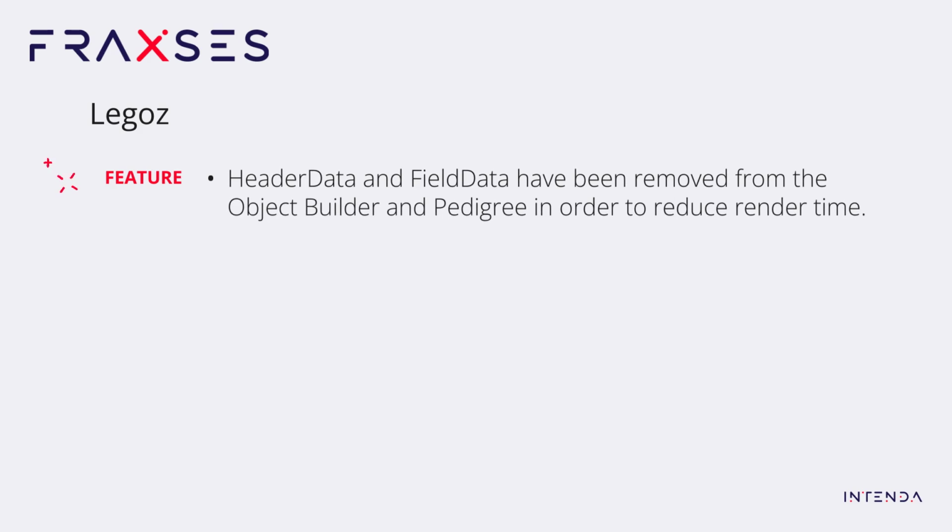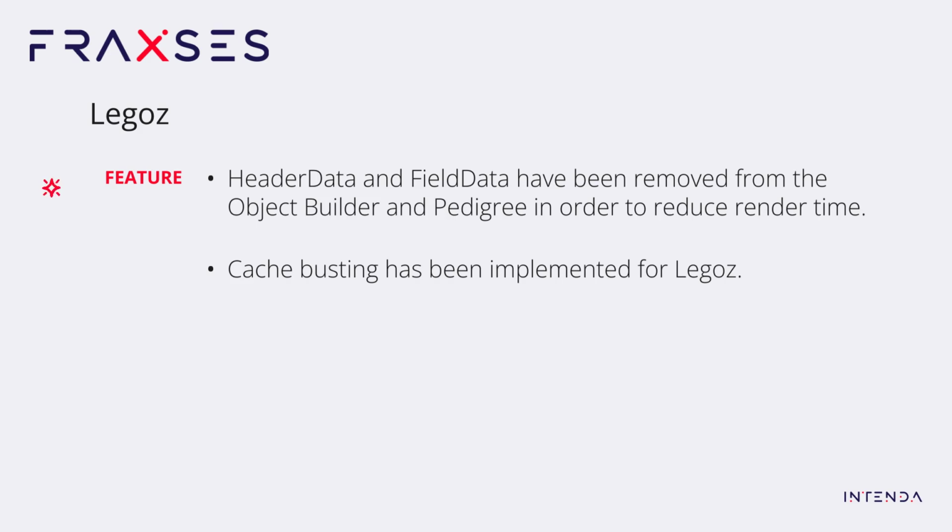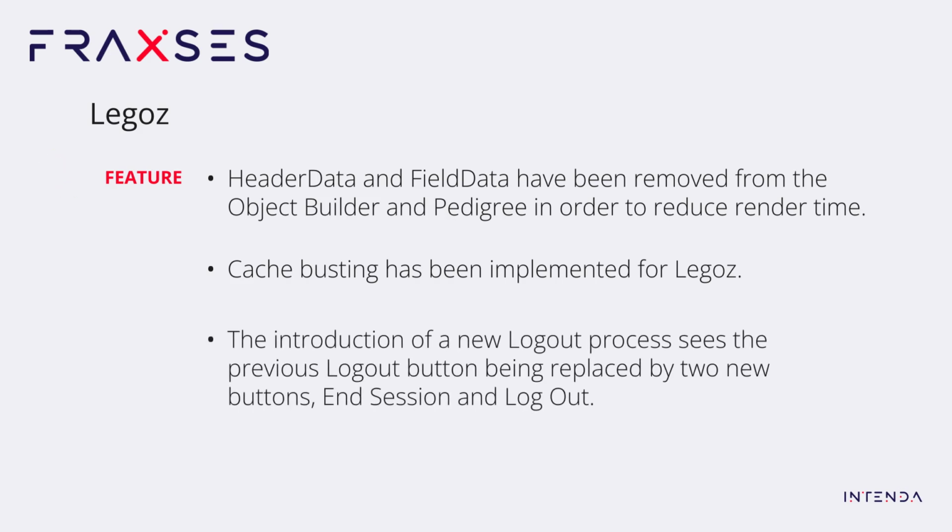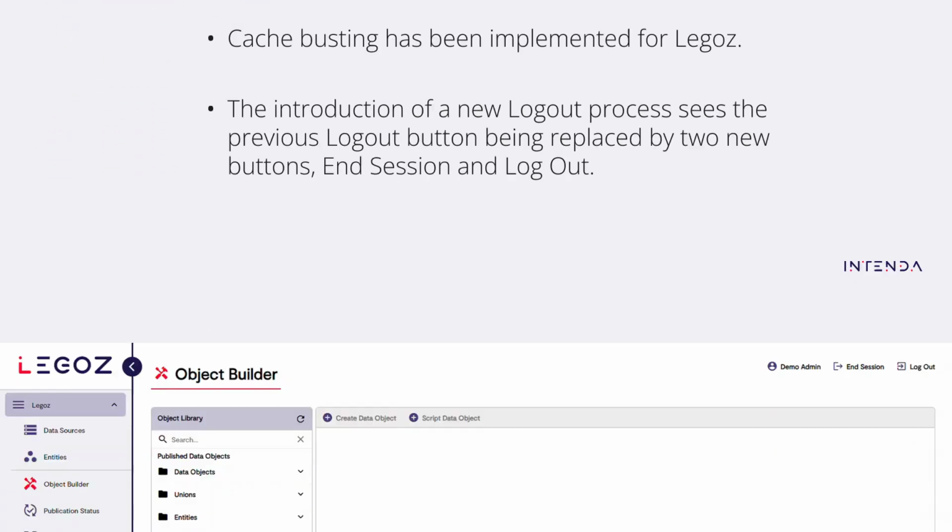Header data and field data have been removed from the Object Builder and Pedigree, and now pass all required data through directly to reduce render time. Cache busting has been implemented for Legos, ensuring that the most recent versions of files are always fetched in the browser. The introduction of a new logout process in Cheetah sees the previous logout button being replaced by two new buttons, namely End Session and Logout.